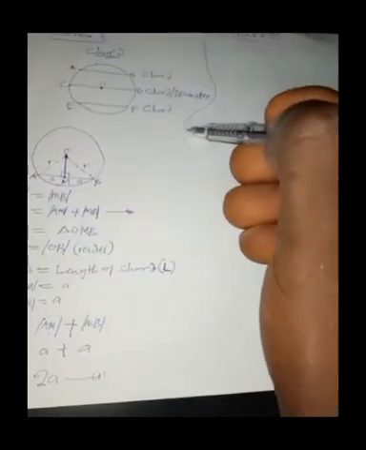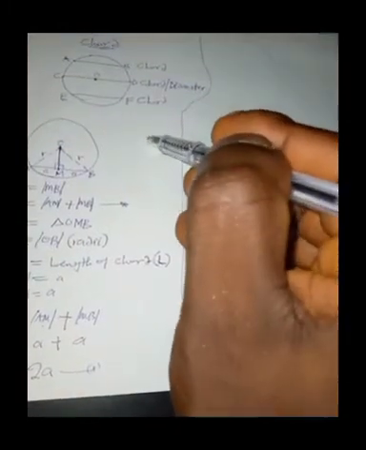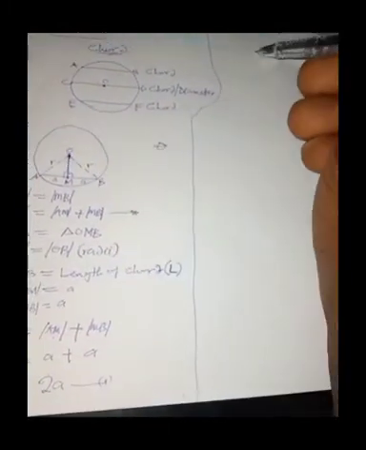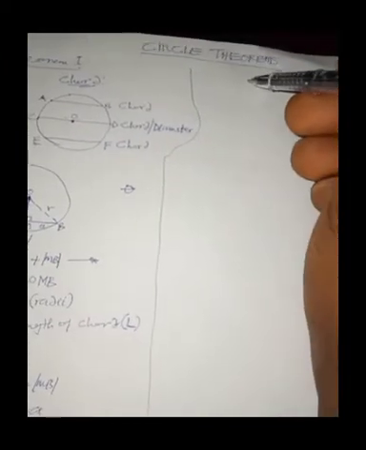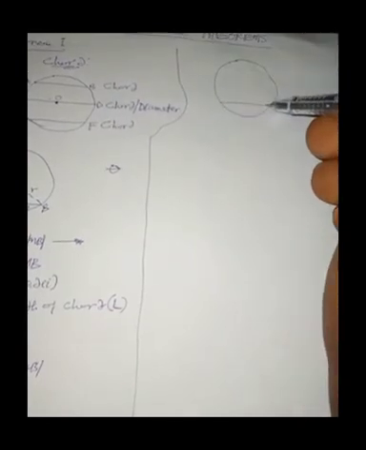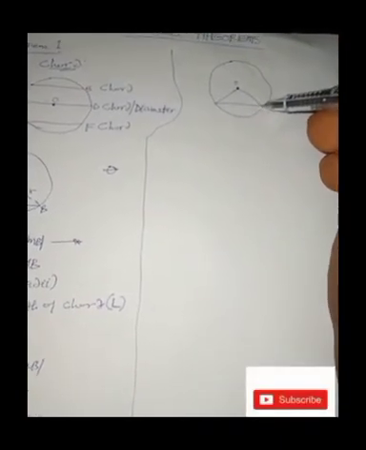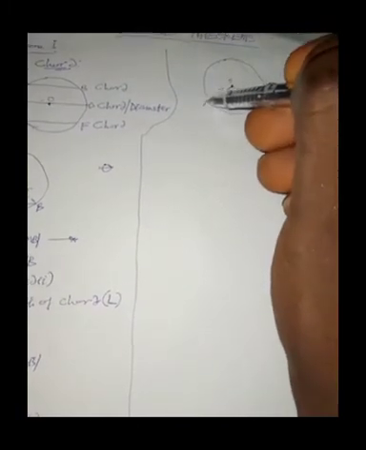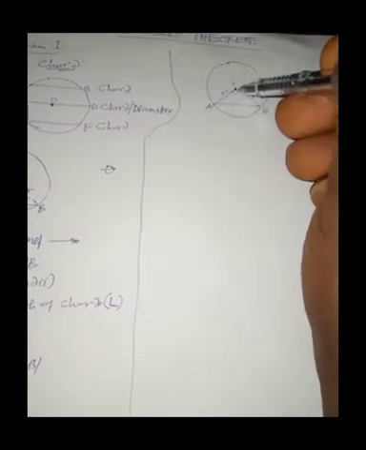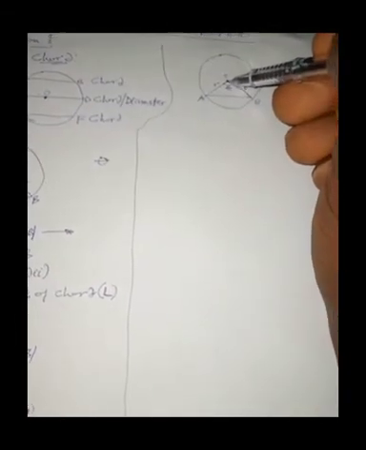Now let's look at the situation when this chord AB subtends angle theta from the center of the circle. So if we have the chord AB subtending angle theta from the center of the circle, this is center O, then we have our radius, we have another radius here, then this is the length of the chord AB. So if this chord subtends angle theta from the center of the circle, let's put the distance of the chord from the center of the circle, where we call M.